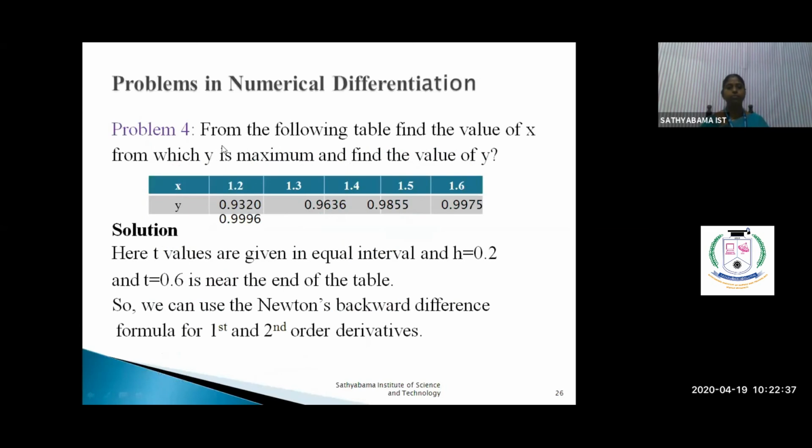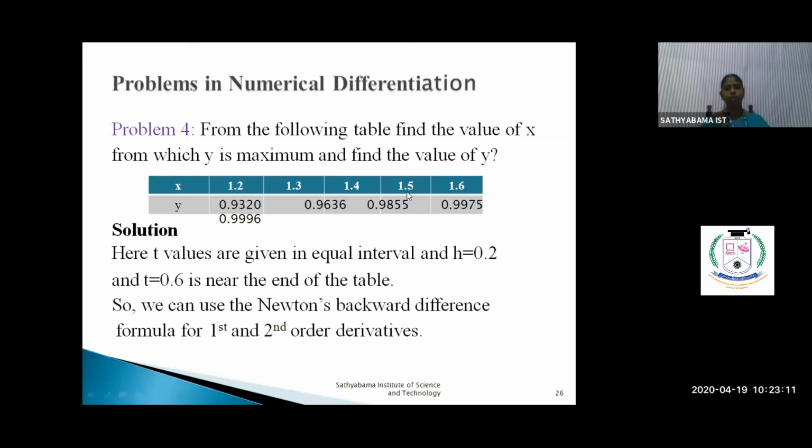Right. The next, fourth problem is: find the value of x from the following table for which y is maximum, and find the value of y. So x values are given and y values are given. y is 0.9320, and this is 0.996, and here 0.9636, and for 1.5 it is 0.9855. For 1.6 it is 0.9975.